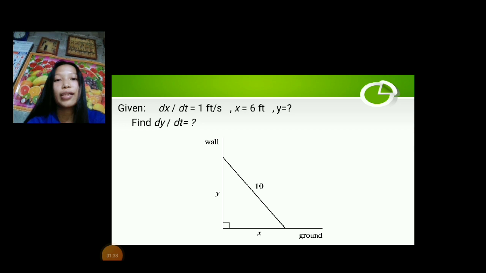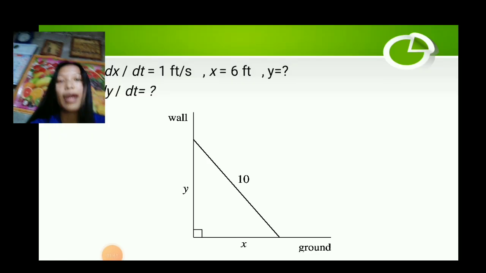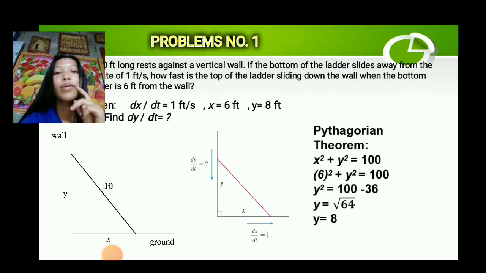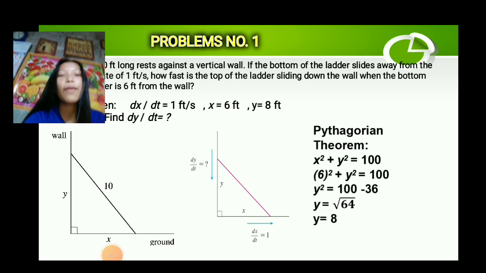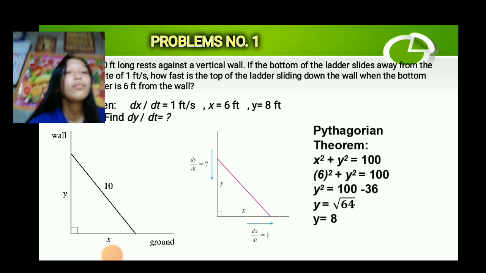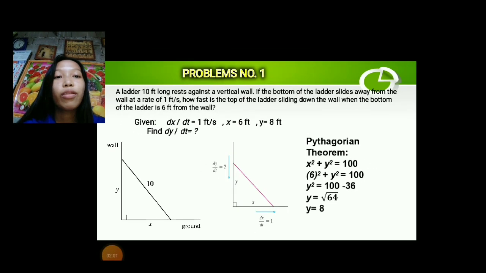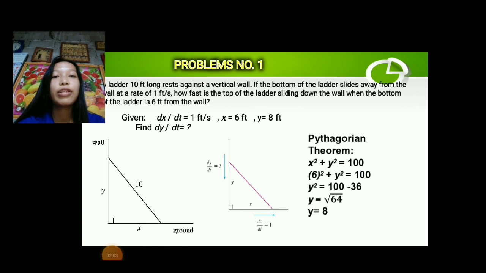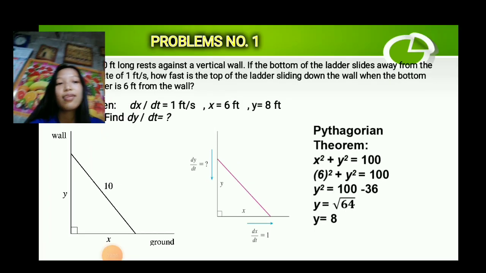Now we have to find the value of y, and then the value of dy/dt. The first step is to use the Pythagorean theorem, x squared plus y squared equals z squared. Why do we get 100? Because we are given a ladder 10 feet long, and 10 squared is equal to 100.